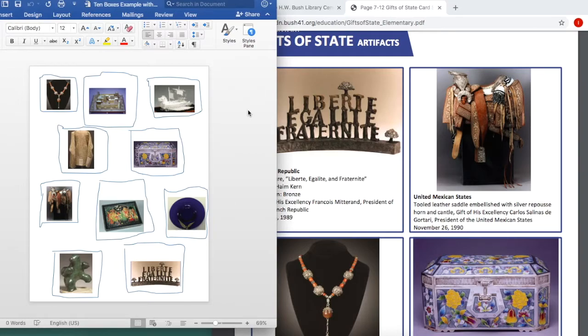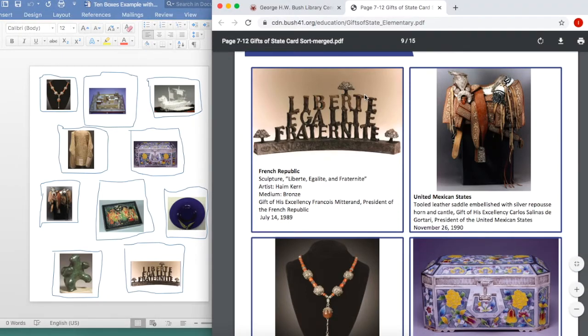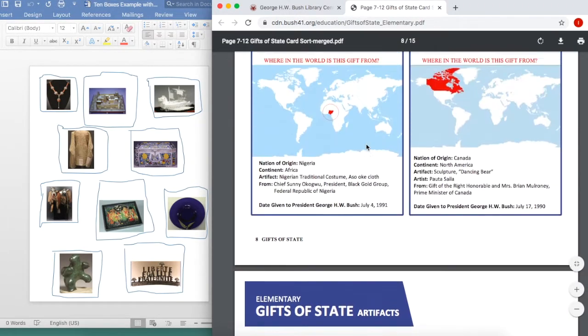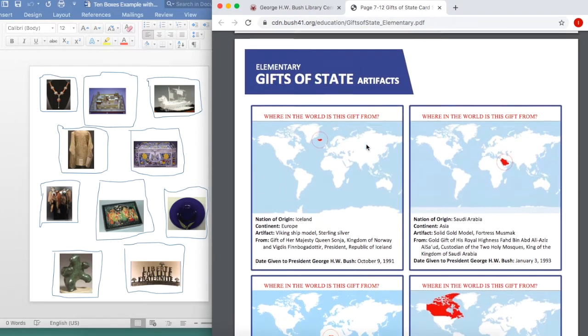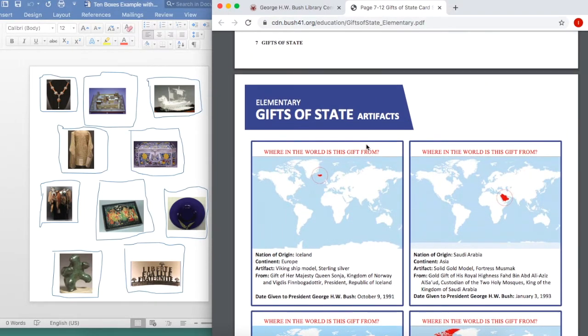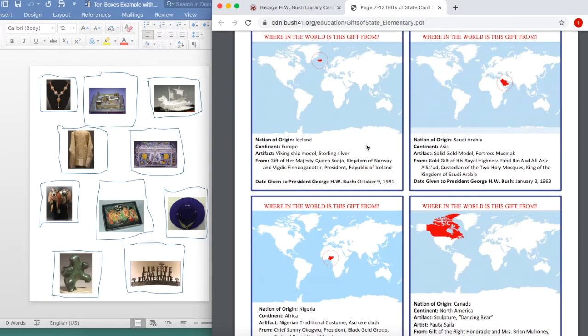Okay, and welcome back. At this point, you should have a good idea of what each of these gifts of state's objects are, such as a cloth costume or a carved dancing bear of stone. All right, so you're going to go back to program page 8. You're going to see 4 maps on this page.